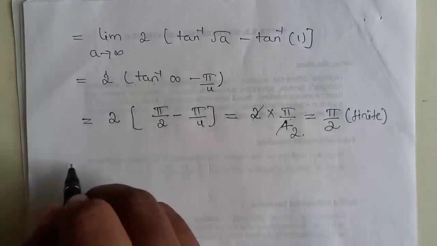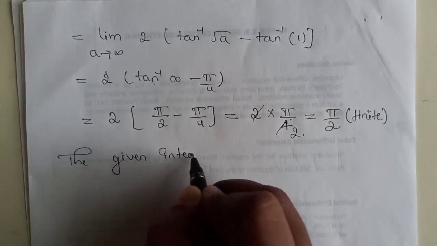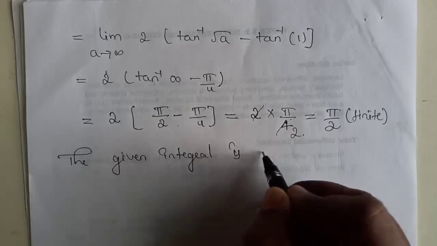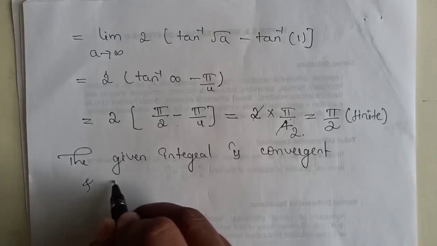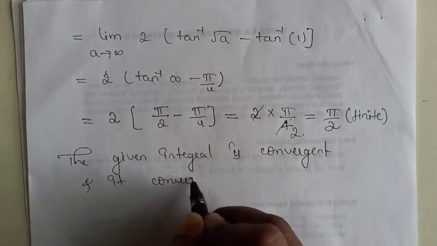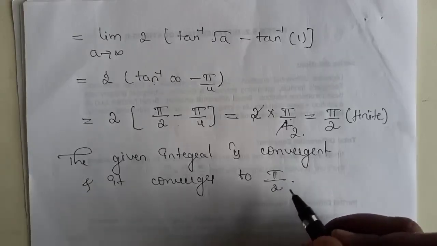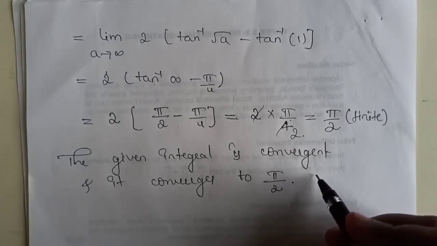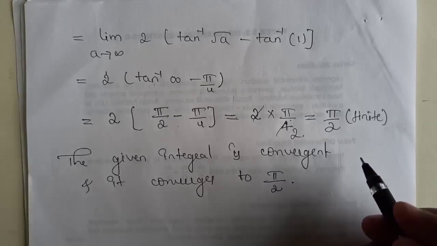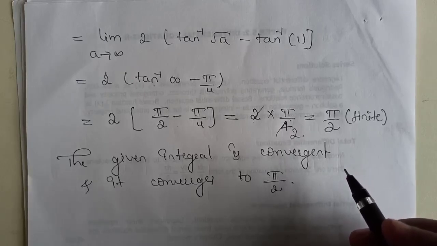We can say that the given integral is convergent and it converges to pi by 2. Since we are getting pi by 2 as a finite value, we can say the given integral is convergent. If we are getting plus infinity or minus infinity, then we say the given integral is divergent.